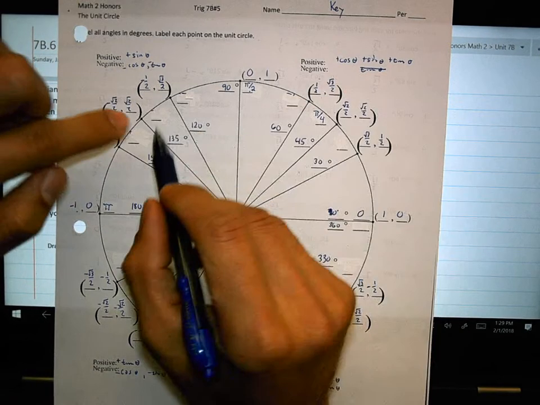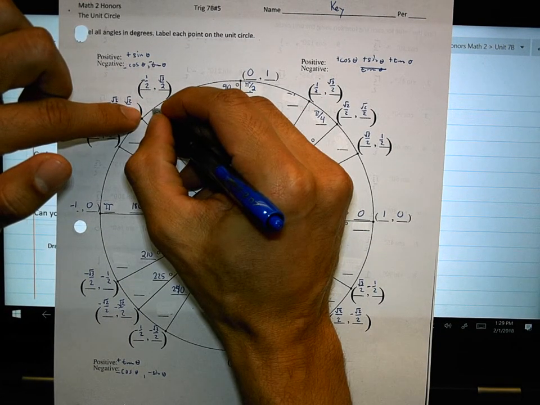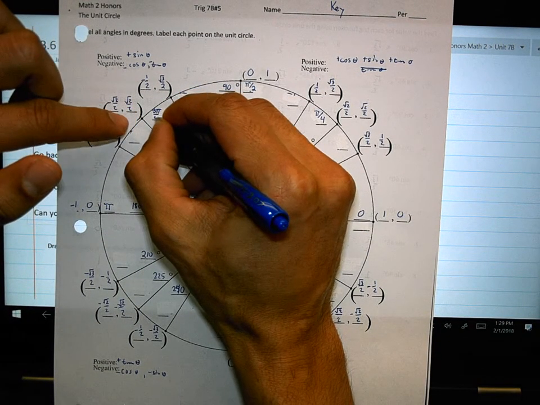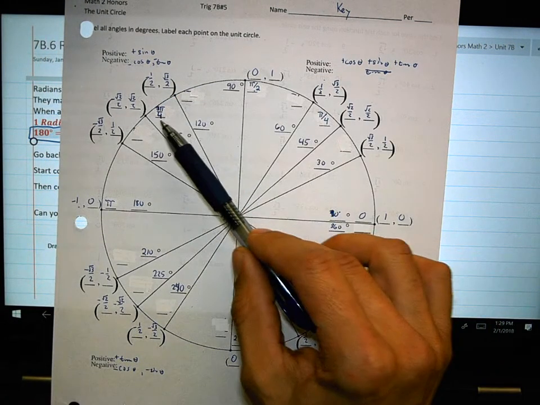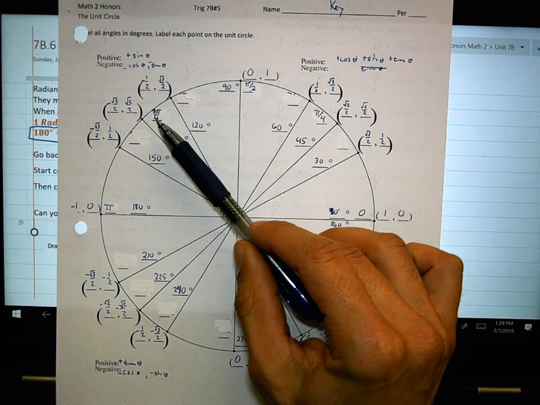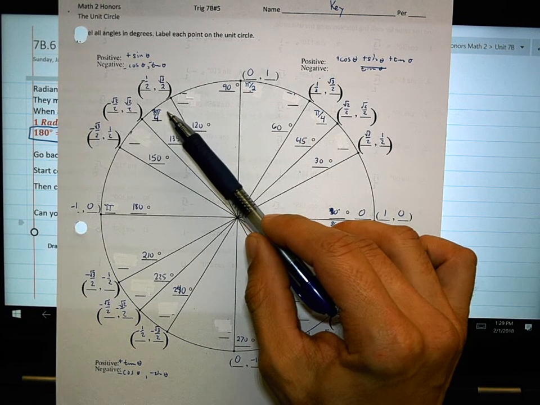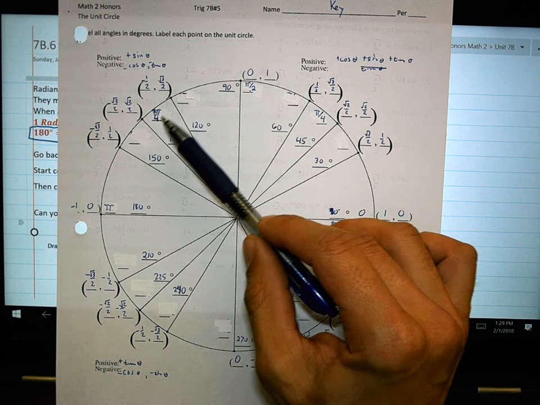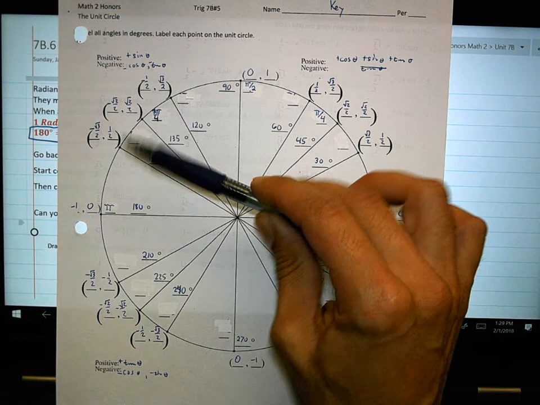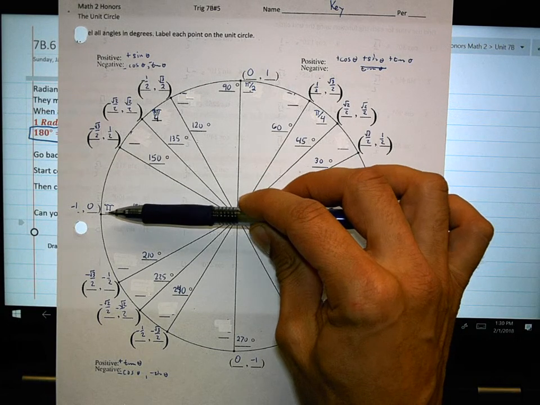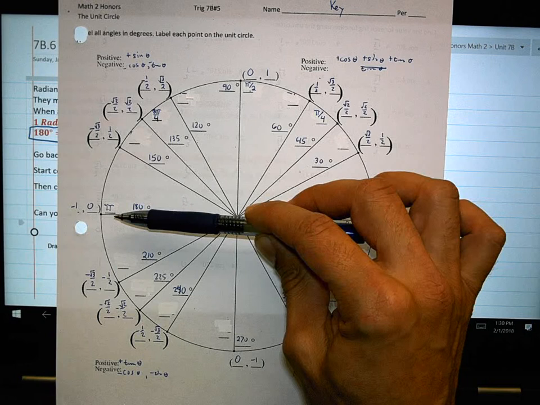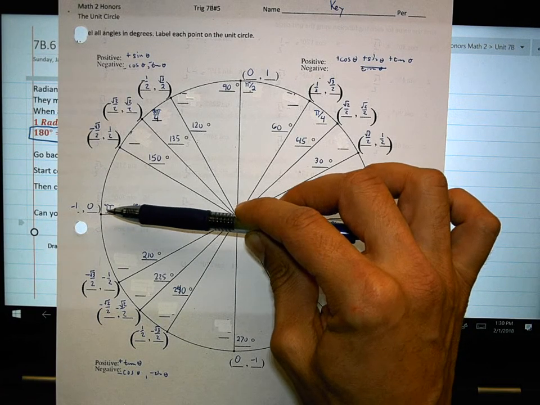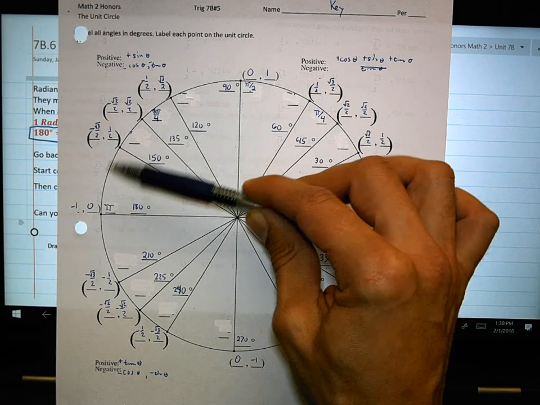Guess what goes at 135 degrees? 3 pi over 4. I'm going to go another 45 degrees or another pi over 4 with 3 pi over 4. Then I get to here at pi. Isn't that the same thing as 4 pi over 4? Yeah. But it reduces to pi. 3 pi over 4, 4 pi over 4.